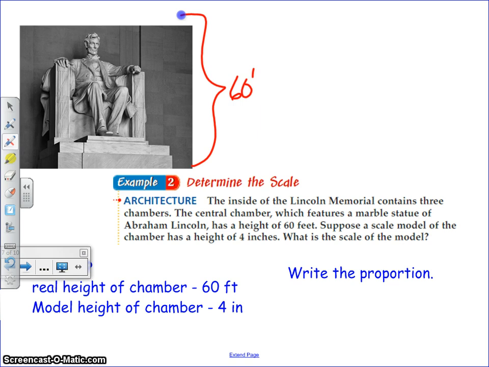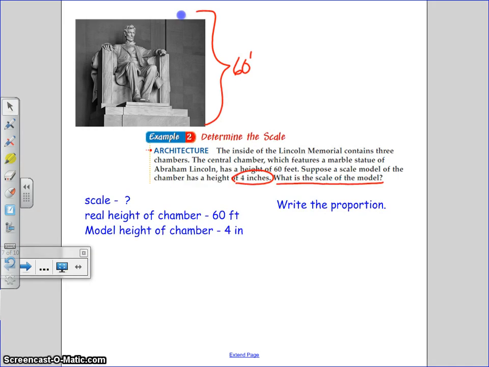Suppose a scale model of the chamber has a height of 4 inches. The question is, what is the scale of the model? I think it's always good, you know me, I like my little grocery list. Not only do I like to draw pictures to solve my problems, I like to make my little grocery list. So what is the scale? Well, the scale, we don't know. What is the real height of the chamber? The real height of the chamber is 60 feet. What is the model height of the chamber?